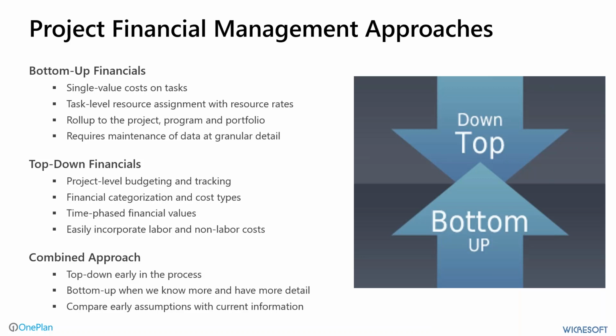The top-down financial process is really where you do things more from a project level or a program level, and you do the budgeting and tracking at that level, and you use more detailed financial categories of the cost types that you might have in there, categories of labor and materials and software and travel, and then cost types like budgets and revised forecasts and actuals that you track along the way. This type of approach gives us the latitude to do more time-phased financial values of what we intend to spend over time, or even the benefits or the revenue we might be looking to expect over time. It's easy to incorporate labor and non-labor costs in this type of model.